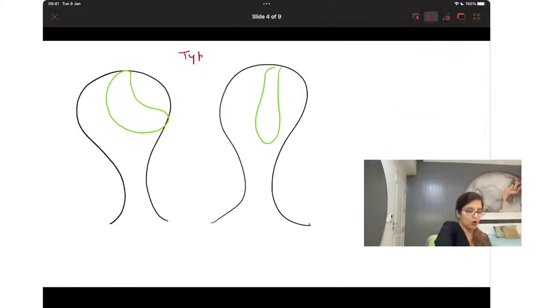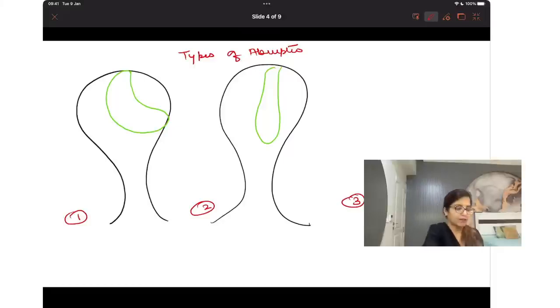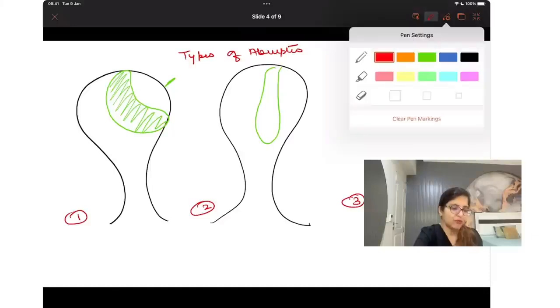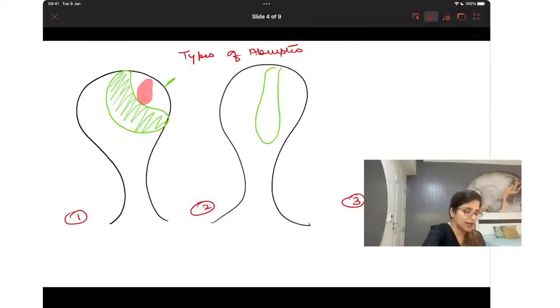So, the types of abruptio. Basically, there are 3 types of abruptio. Number 1 is where the placenta, green color is the placenta, has separated from the uterus. This black line is the uterus, green color is the placenta. The placenta has separated from the uterus but in such a manner that it is not allowing blood to come out, right? Whatever blood is collecting behind the placenta inside the uterus. This kind of abruptio is called concealed hemorrhage.